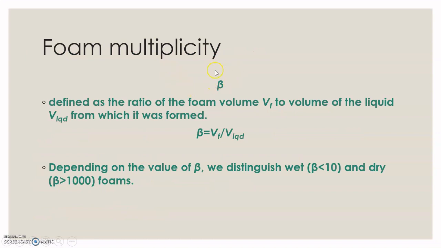Foam multiplicity is represented by the symbol beta. It is defined as the ratio of the foam volume to the volume of the liquid from which the foam was formed. So beta is equal to V_f by V_liquid, where V_liquid represents the volume of the liquid and V_f represents the foam volume. Now the value of beta can vary. If beta is less than 10, we call the foam a wet foam, and if beta is much greater than 1000, we call it a dry foam.